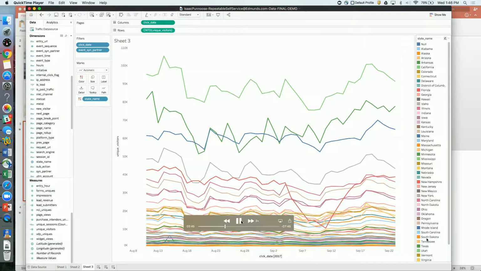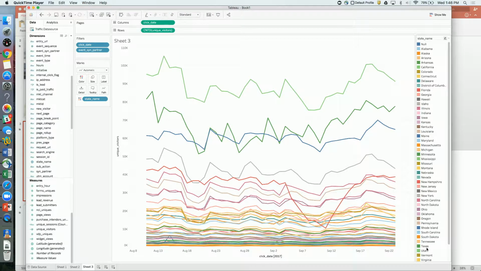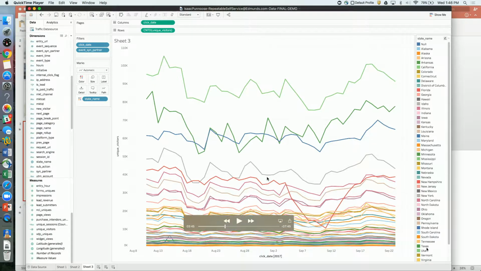Let me take a pause here. The one on the top is California. And see, in California, you see the drop as well. But nothing really happened. Is it like all Californians are worried about hurricanes as well? I don't know.